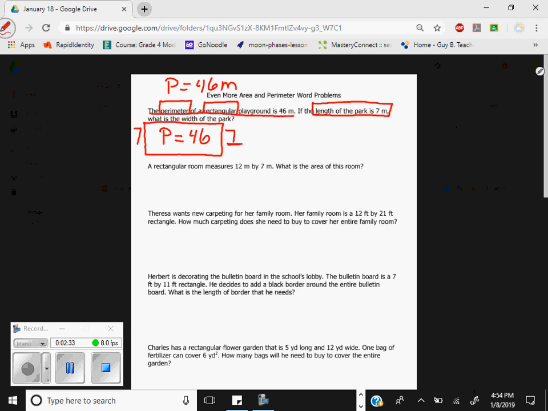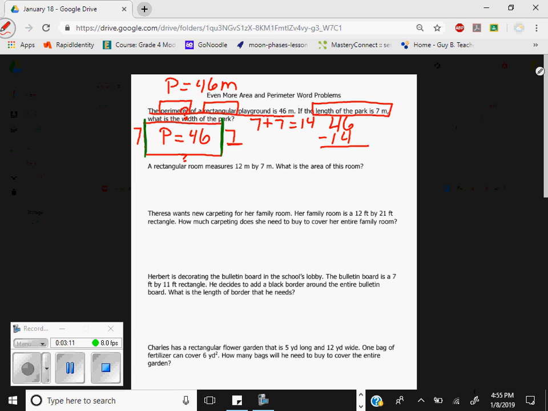Now, I'm going to put a question mark on the sides that we don't know. And the actual question is what is the width of the park? So we need to know what that side is. Well, I know what two of the sides are, and they're both 7. So I'm going to add those up. 7 plus 7 equals 14. So I know that those two sides added up together, this side and this side, gives me 14. So what I need to do now is do 46 minus 14.